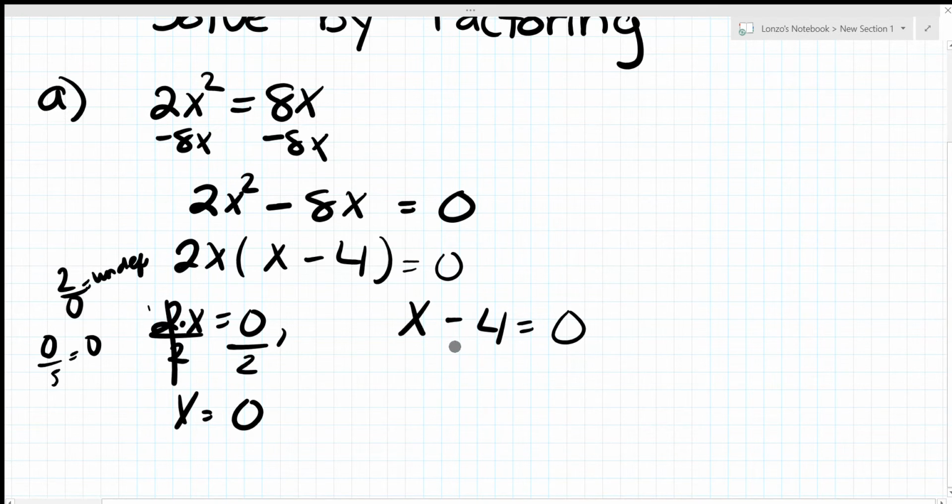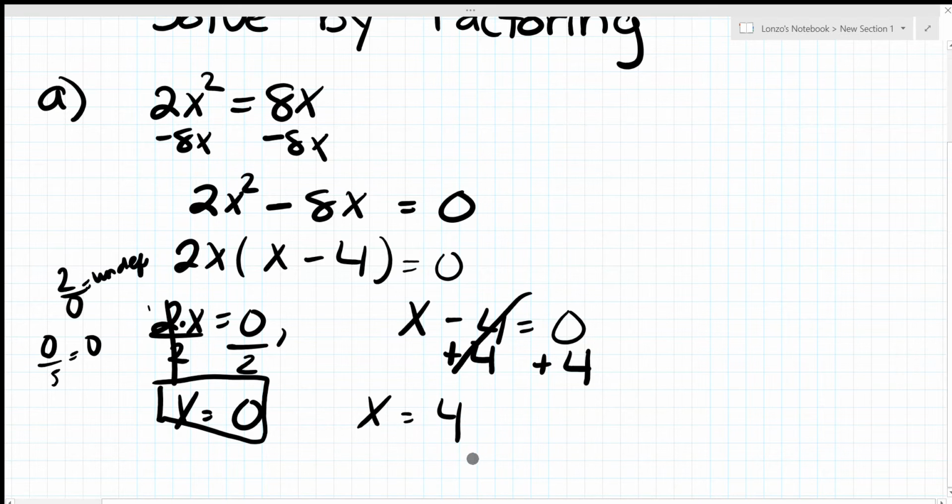Okay, over here we have to solve for x, so I'm going to add 4. The reason I'm adding 4 is because I want to get rid of it. So this cancels, and you have to add 4 on the other side as well. So you get x equals 4. So that's your two solutions, and I did this by simple factoring. Good. Okay.